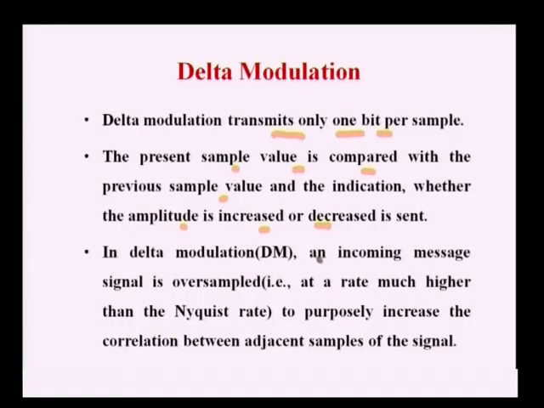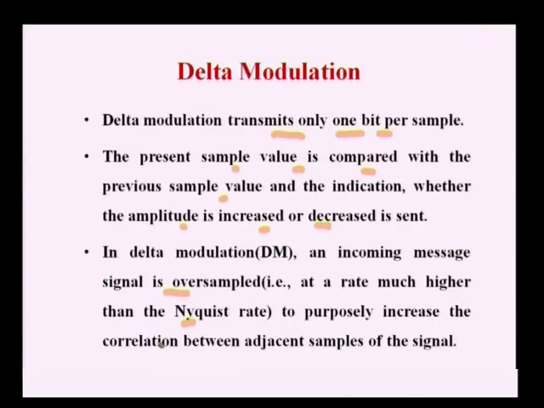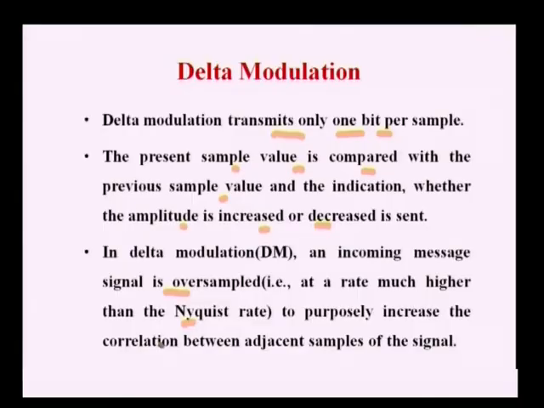In delta modulation, the incoming message is oversampled, that is, at a rate much higher than the Nyquist rate. If you take the Nyquist rate, Fs should be at least twice F max, where F max is the maximum signal frequency component. We can sample the signal at Fs equal to 2 F max, but if you sample at a higher rate, that is, Fs much greater than 2 F max, that is preferred in delta modulation.